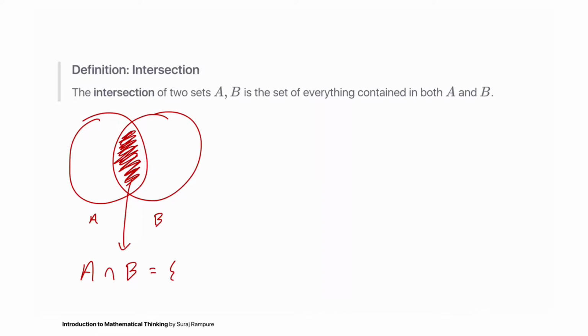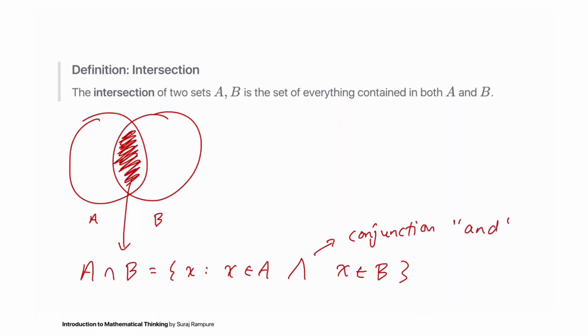And to write this in set builder notation, we write that X is in the intersection if it's both in A and it's in B. And again, as we'll see when we talk about propositional logic, before we wrote or with the disjunction symbol, here we can write and with the conjunction symbol. That's a conjunction. It means and. But don't worry about that too much for now.